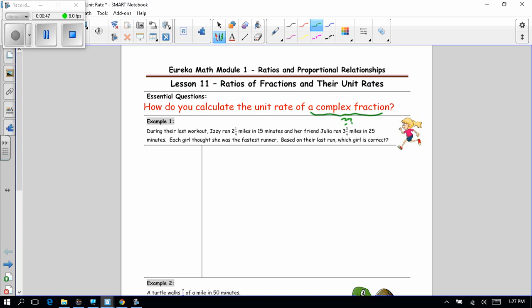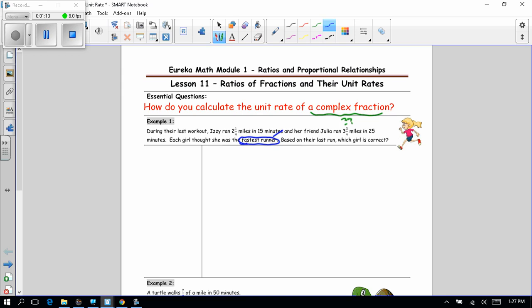During their last workout, Izzy ran 2 1/4 miles in 15 minutes, and her friend Julia ran 3 3/4 miles in 25 minutes. Each girl thought she was the fastest runner. Based on their last run, which girl is correct? So I need to figure out who's the fastest runner.